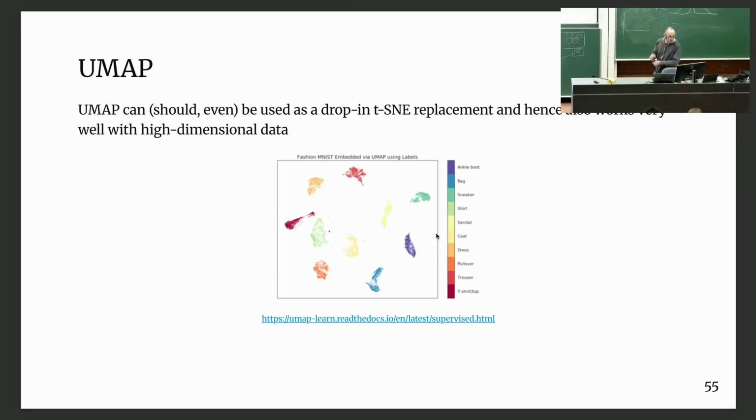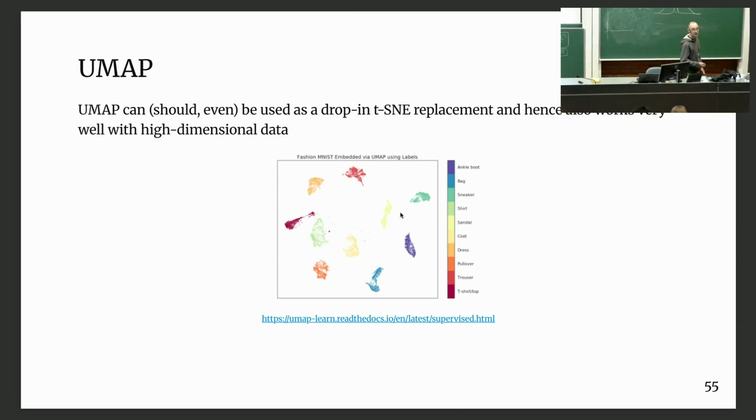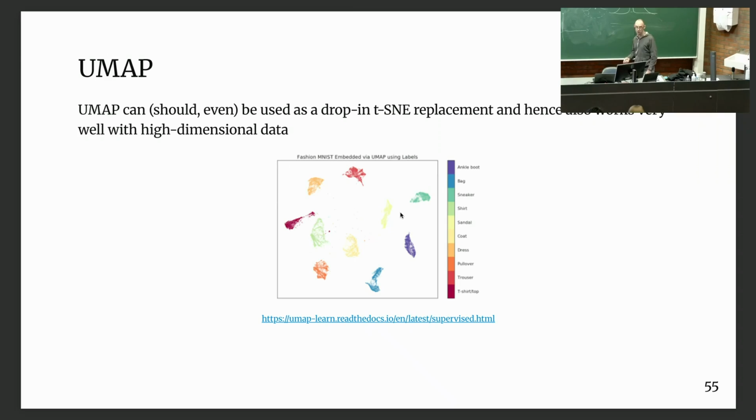So this is an example where small images of pieces of clothing have been used as the original instances, and they have 10 labels. Just using the image data directly, using UMAP in the supervised way, you already see that how it has embedded and structured the data matches extremely well with what these 10 labels are.